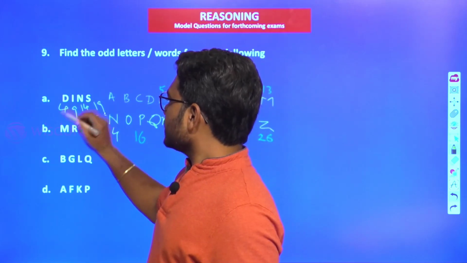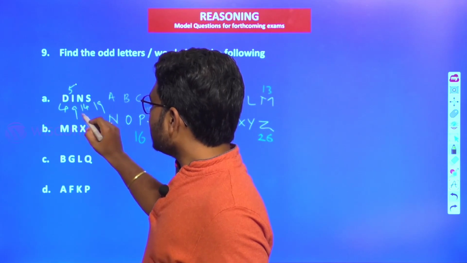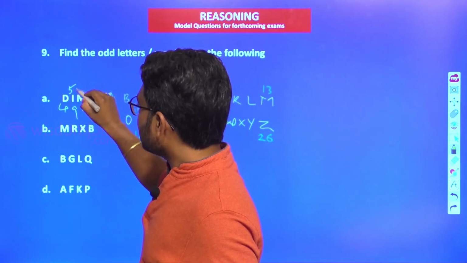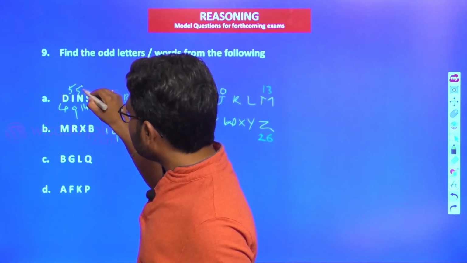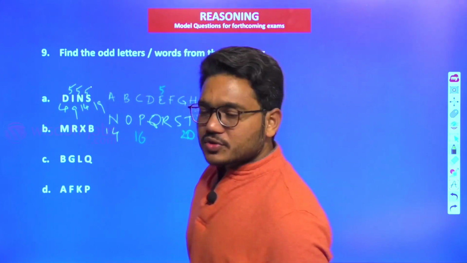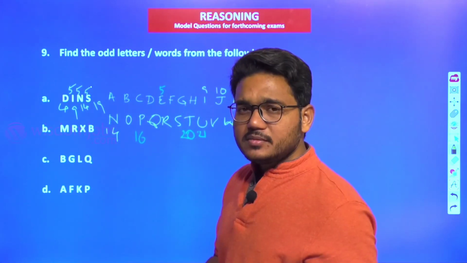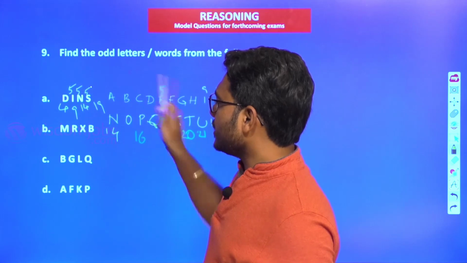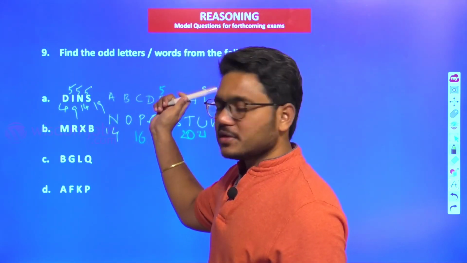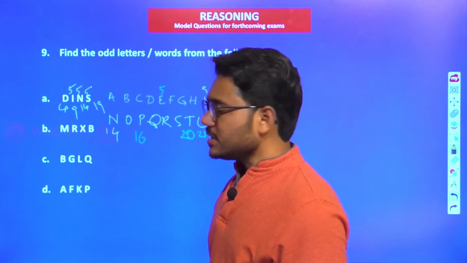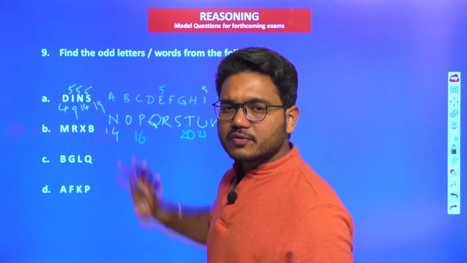So what is the difference between these two? It is 5. And what is the difference between I and N? Again 5. So what is the difference between N and S? 19 minus 14, that is 5 positions. So each letter is 5 positions ahead. Suppose I is 5 positions ahead of D. N is ahead of I by 5 positions. So like that, each combination has a position difference of 5.